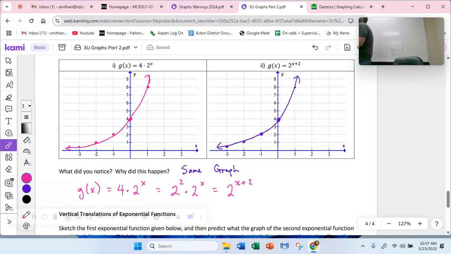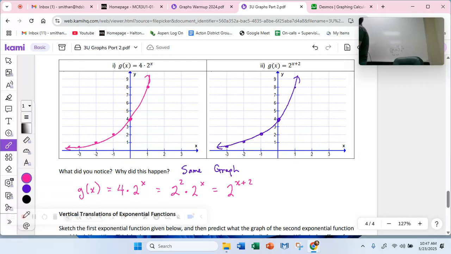Not wider. Skinnier? Not skinnier either. Where would the vertex be? Lower. Nope. Higher. Right. Left. Finally, it moves the vertex left 2 units. That's great. Grade 10 stuff. Moves it left 2 units.